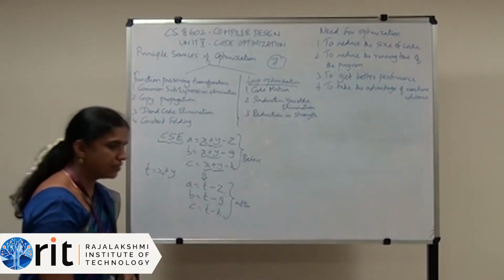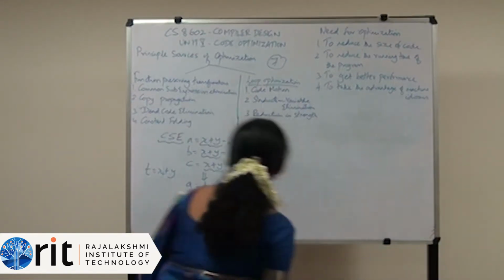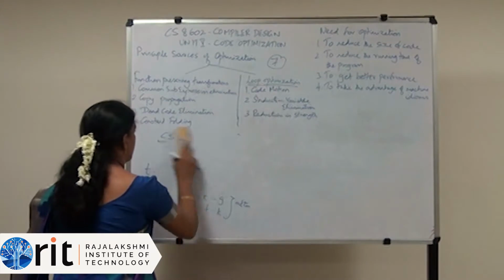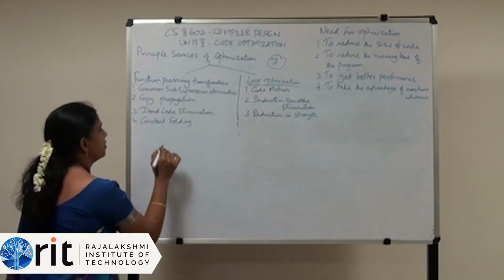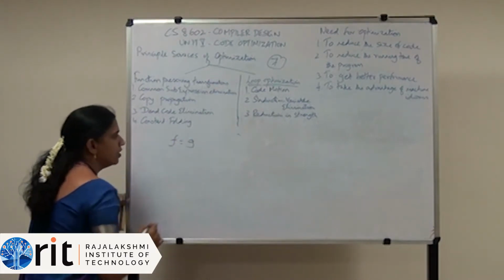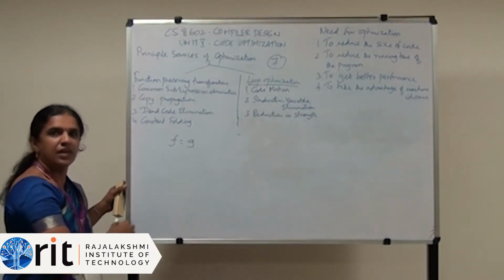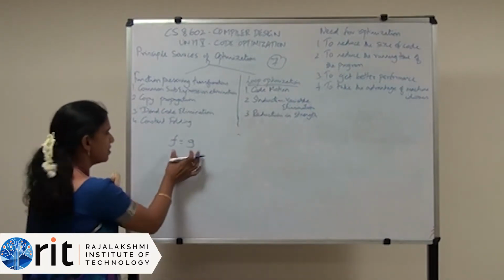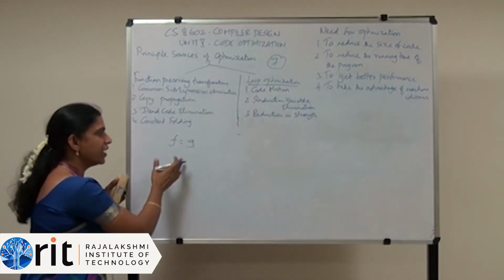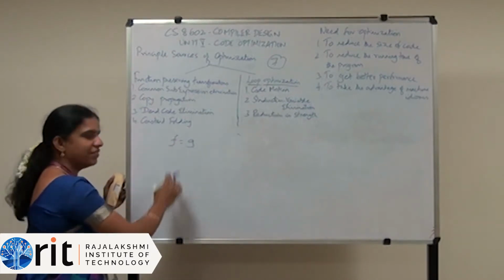The second technique is the copy propagation method. Under copy propagation, as the name itself implies, for example, f = g. You are having some assignment statement. Instead of f, we can replace the statement with g. This is the syntax. So we can make use of g wherever f is used.